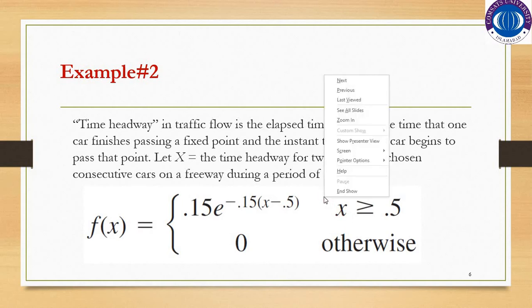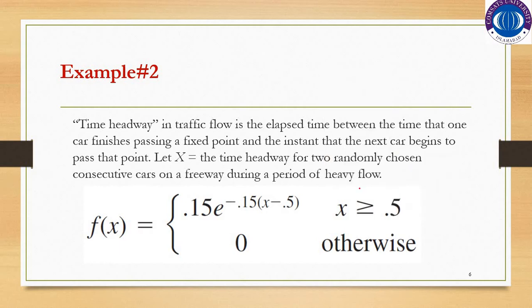Whenever it is written x is greater than or equal to 0.5, or it is written as x is greater than 0.5, it should be the same. So if I write this limit, this should be in this type or in this form.